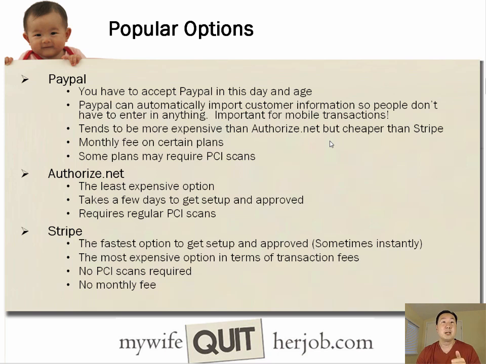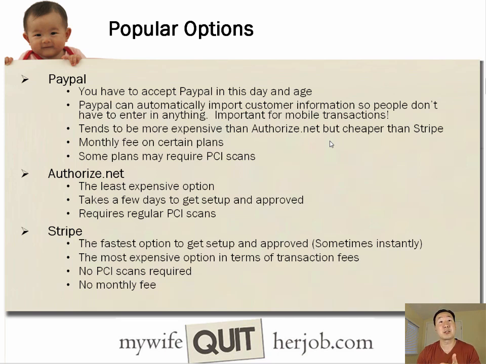Now, the second way to accept credit cards is through Authorize.net. Now, when you're starting to do a little bit higher volumes, this ends up being the least expensive option. It takes a couple of days to get it set up and approved, and it requires regular PCI scans. And I'll talk about what PCI compliance is in a little bit.